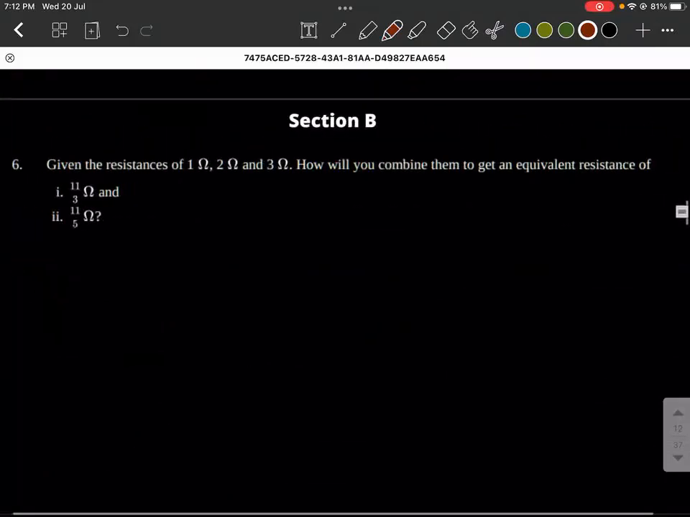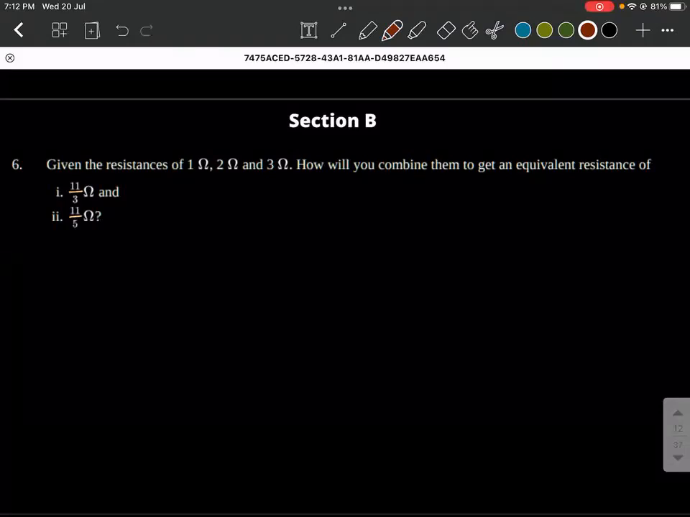Given the resistances 1 ohm, 2 ohm and 3 ohm, how will you combine them to get an equivalent resistance of 11 by 3 and 11 by 5? 11 by 3 is 3 point something. 11 by 5 is 2 point something. Remember, whenever you want the output value to be greater than all the 3 resistors that you are using, you need to connect them in series. When you want the value to be less than the least resistance in the combination, you need to connect them in parallel. But if you want somewhere intermediate, then you need a mixed combination.